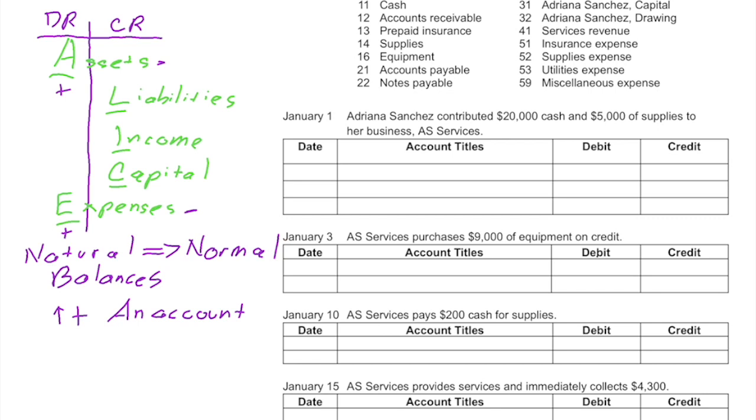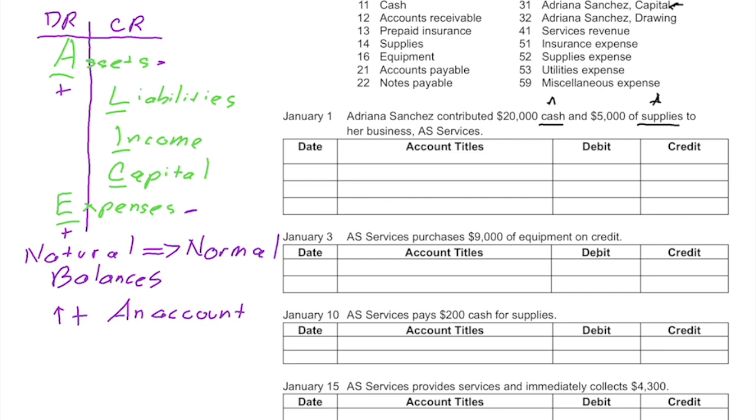Well, Adriana contributed cash and supplies to her business. Next, we're going to identify what accounts are involved. Well, we know we've got cash involved. We know we have supplies involved, and she contributed them to her business. So we're also going to have capital involved in this one. So cash came in. Cash is an asset. It's going up because she's contributing it to the business. Supplies is an asset, and it's going up.